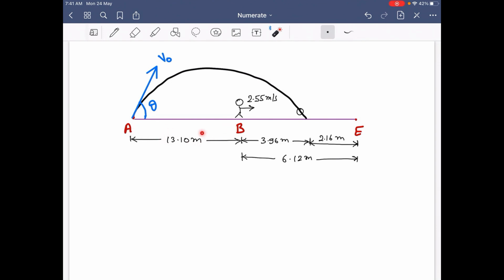Initial distance between A and B was 13.10 meters, and the distance between B and the goal post was 6.12 meters. Now, in the problem it is given that player B receives the ball at a distance of 2.16 meters from the point E. Therefore, the distance between the initial position of player B and the point where he has collected the ball will be 6.12 meters minus 2.16 meters, that is 3.96 meters.